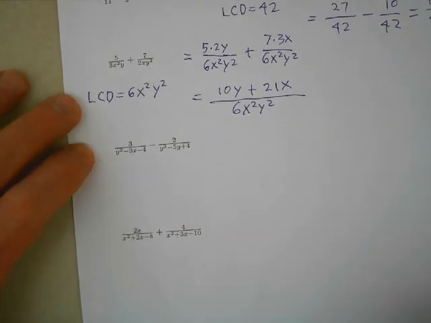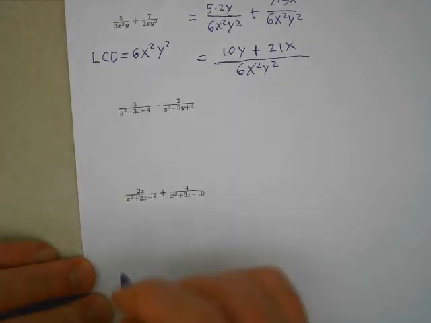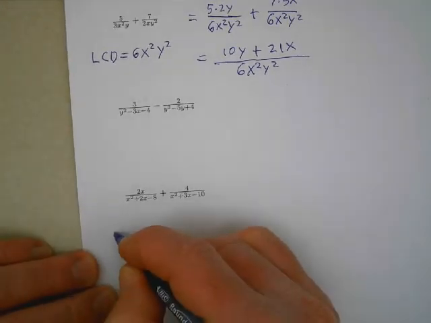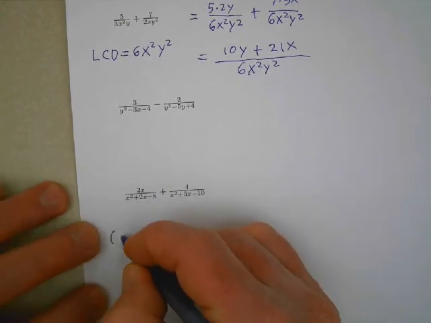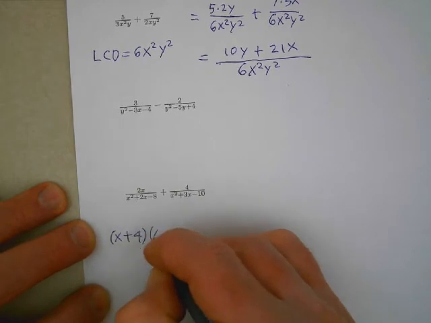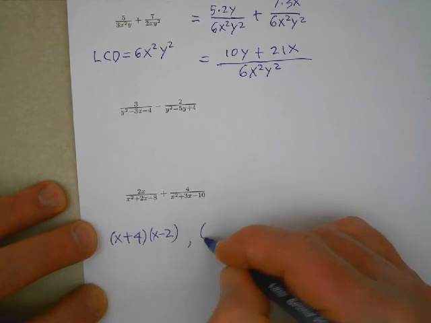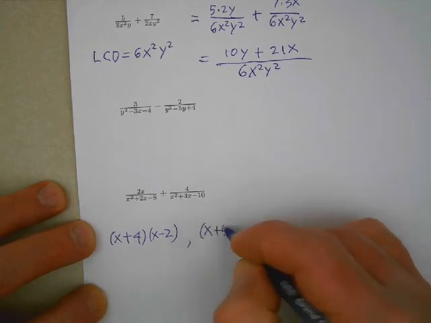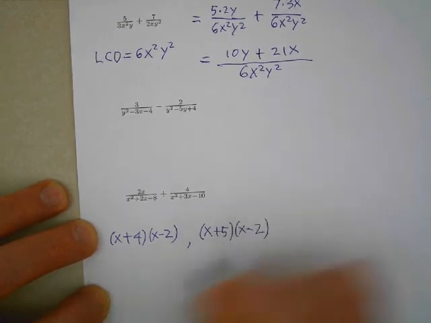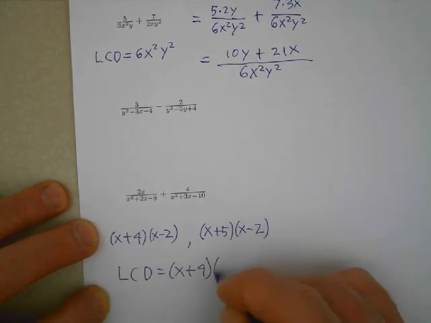Okay, for the next part, we'll do the bottom one here. We want to find the least common denominator, so we're going to factor each of the denominators. This denominator, the factors are x plus 4 and x minus 2. And the other denominator, when we factor it, it's x plus 5 and x minus 2. So the least common denominator is x plus 4 times x plus 5 times x minus 2.